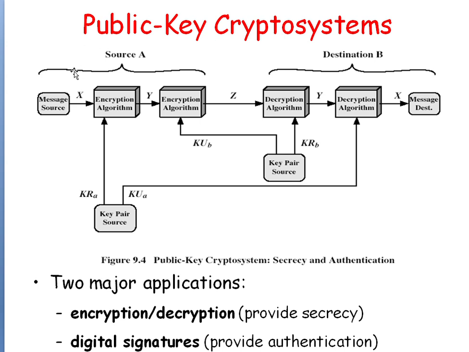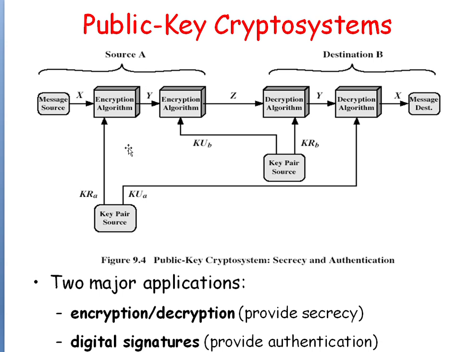Either of the two related keys can be used for encryption, with the other used for decryption, in some schemes. Public key cryptosystem, source A and source B. The message X from the message source is given to the encryption algorithm. After the encryption algorithm, we get Y. Here there is a key pair source: KRA means private key of A, and KUA means public key of A.